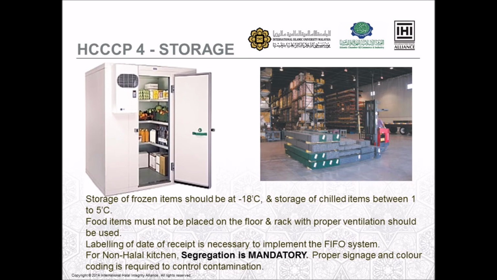Storage. Storage of frozen items, these are all under the critical control point, should be at -18 freezer. Storage of chilled items between 1 to 5 or 0 to 5. The ideal temperature is 4 degrees Celsius. Food items must not be placed on the floor. Remember that, no direct contact of food items with the floor. A rack with proper ventilation should be used.